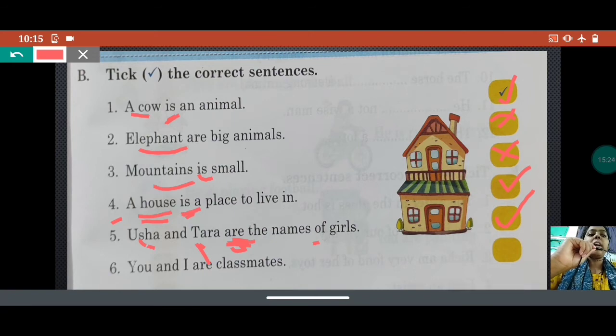Number 6. You and I are classmates. Yes, this is correct. Why? Because you, I am talking about another person, and I means I am talking about myself. So, on the whole, there is more than one person. That means a plural noun is there. So, for a plural noun, we always use are. So, this is also correct. You will tick this box.